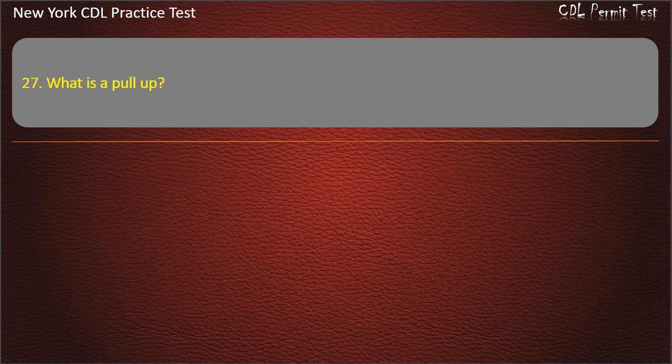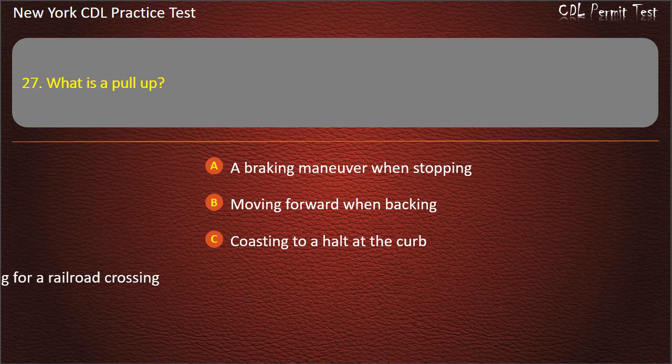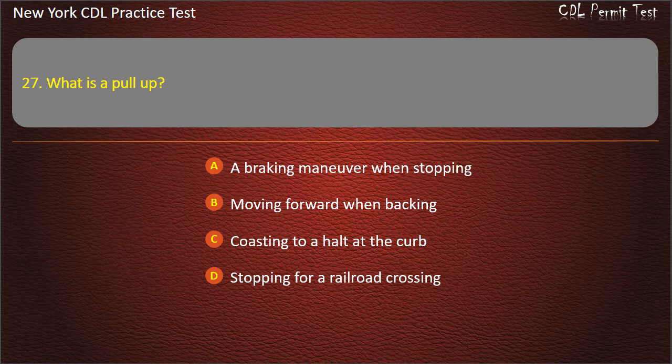Question 27. What is a pull-up? A braking maneuver when stopping. Moving forward when backing. Coasting to a halt at the curb. Stopping for a railroad crossing. Answer. Moving forward when backing.